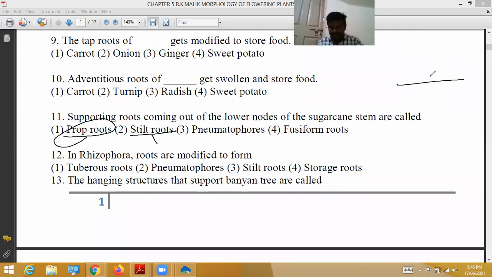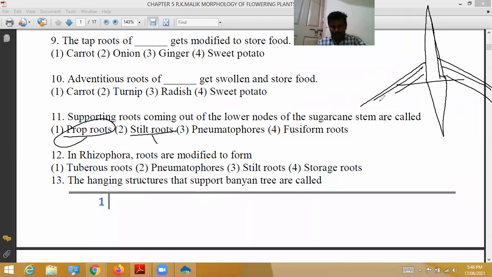See, like this, the stem grows and below it the root system is formed, like this, like this. Those are stilt roots. These are called stilt roots. Stilt roots give support.